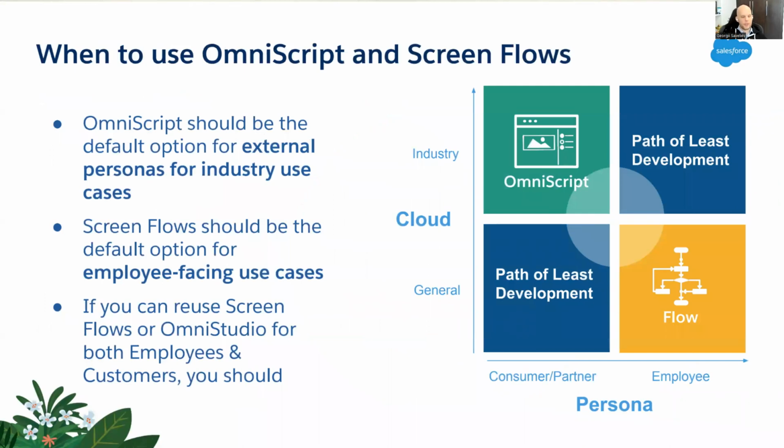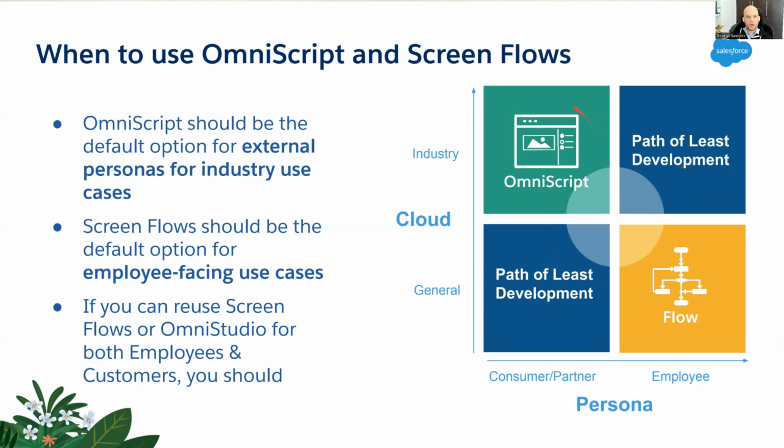Okay, and then because we have two tools doing very similar things, one question that comes up often is, how do I choose when I should use a flow and when I should use an OmniScript for a given use case? The slides that I'm sharing today, a majority of them are from Salesforce, and this is the Salesforce recommendation of how to do this. On the bottom here, we have personas, whether we're talking about a customer, partner, or an employee. On the left-hand side, we have what cloud we're talking about, a non-industry cloud or an industry cloud, and this is the recommendation.